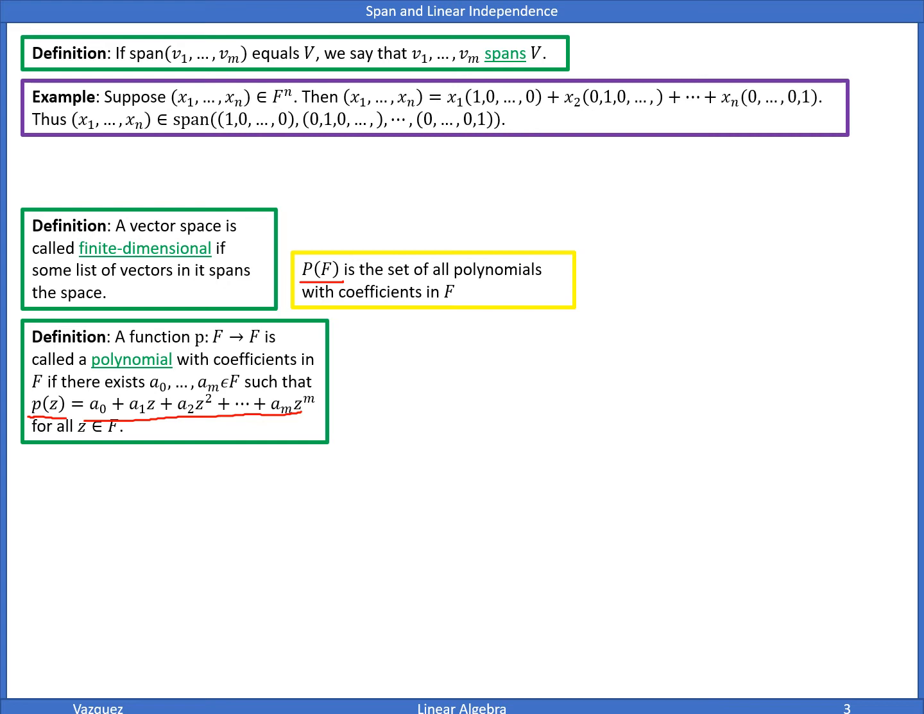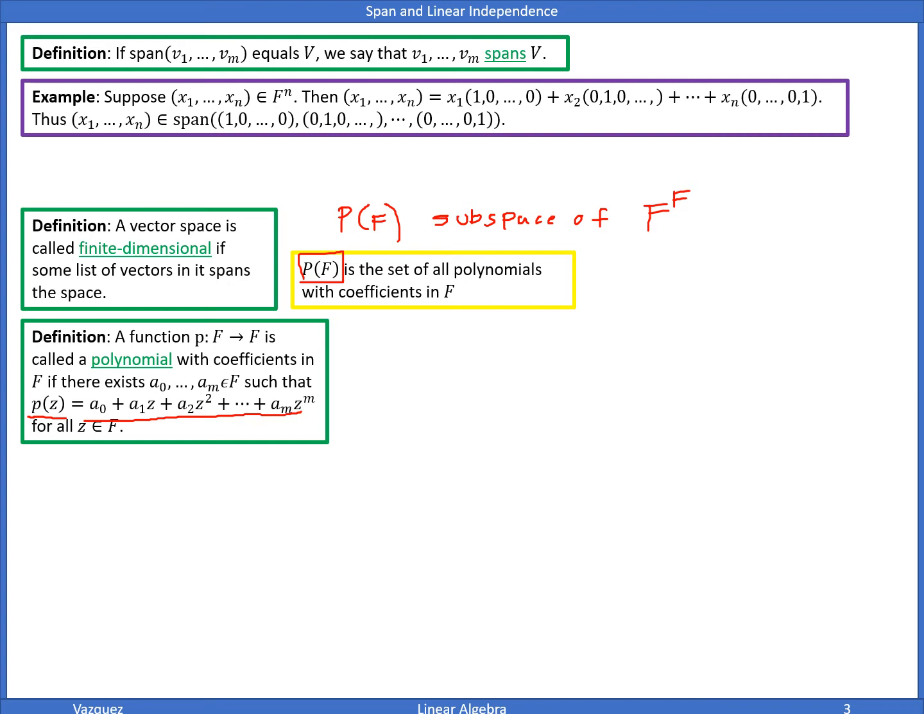And with the usual operations of addition and scalar multiplication, P of F that we have here is actually a vector space over F. And you could very well verify that. It would be a good exercise. P of F is also a subspace of F to the F, the vector space of functions from F to F. P of F is a subspace of that. And one last thing I should mention is that the coefficients of a polynomial are uniquely determined by the polynomial.